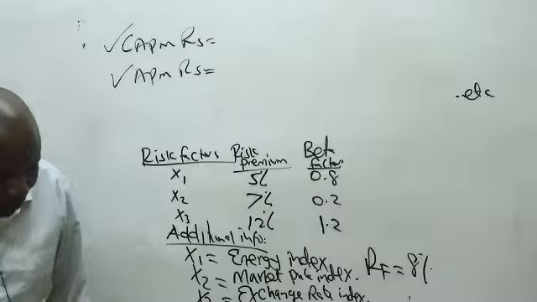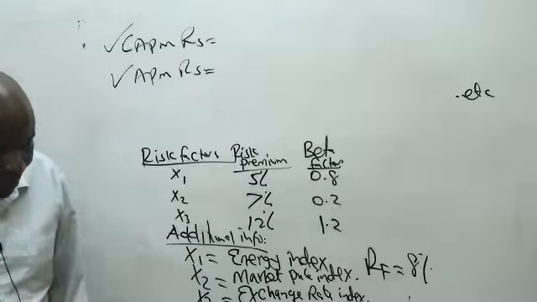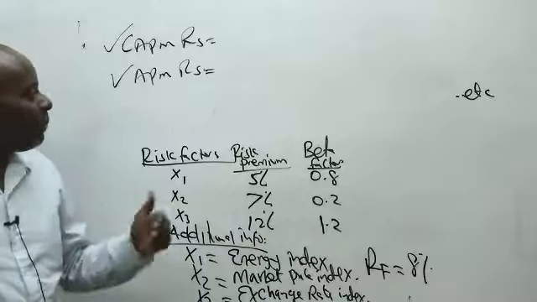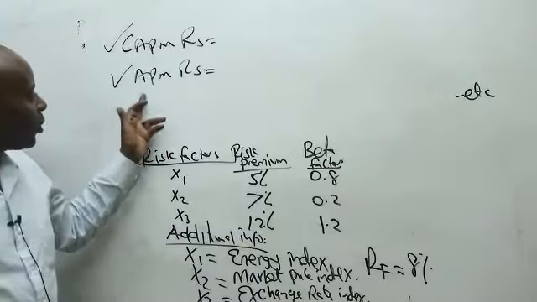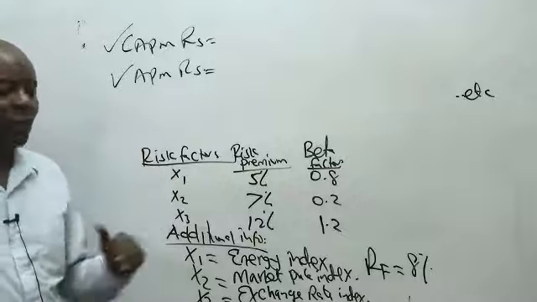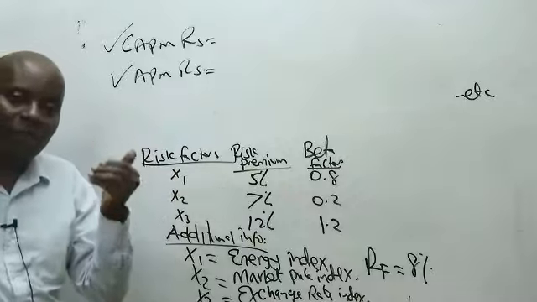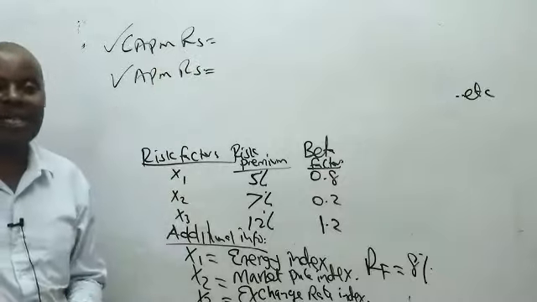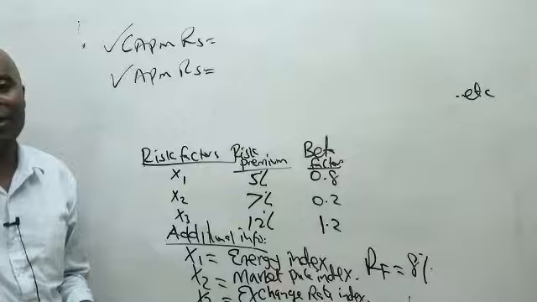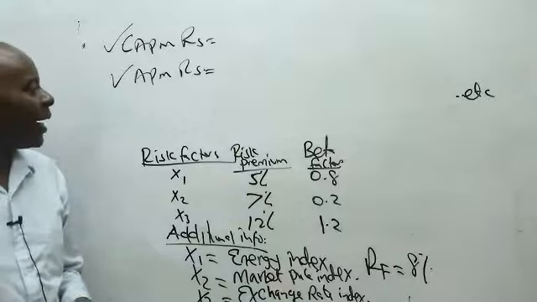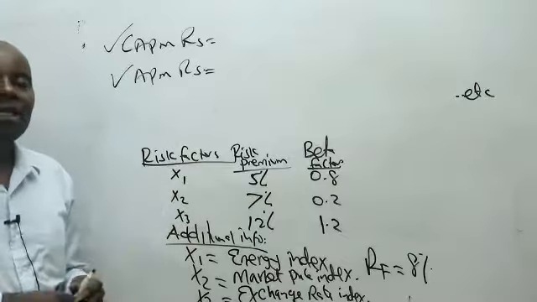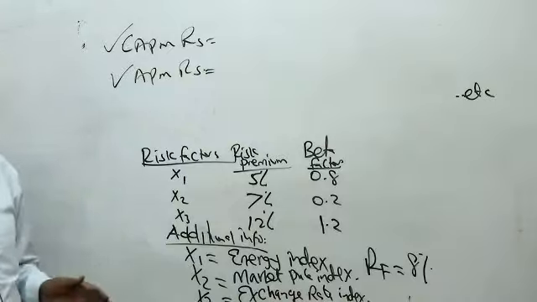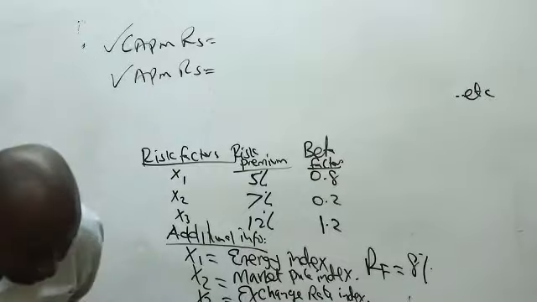So what do we have here? CAPM is capital assets pricing model. APM is arbitrage pricing model. You've seen your examiner asking you the differences between the two. The biggest difference is that CAPM is a single risk factor model, single beta, one beta, whereas APM, arbitrage, is a multiple risk factor model.